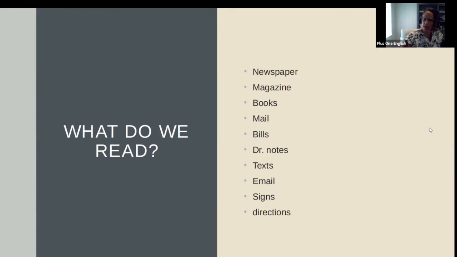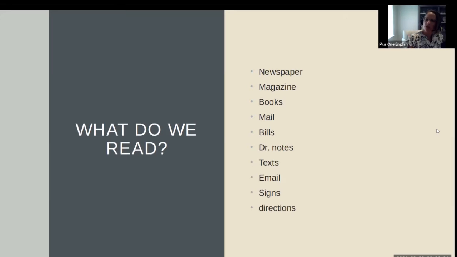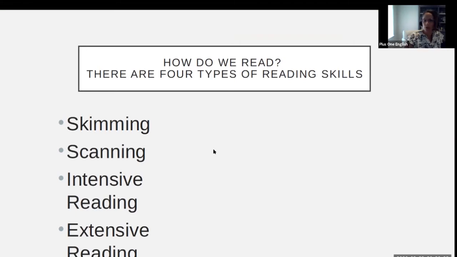How do we read this material? Think about each of these different genres of reading. How do you read each one? Well, we've deduced our reading skills into 4 different types. The first type is skimming, and then scanning, intensive reading, and extensive reading.